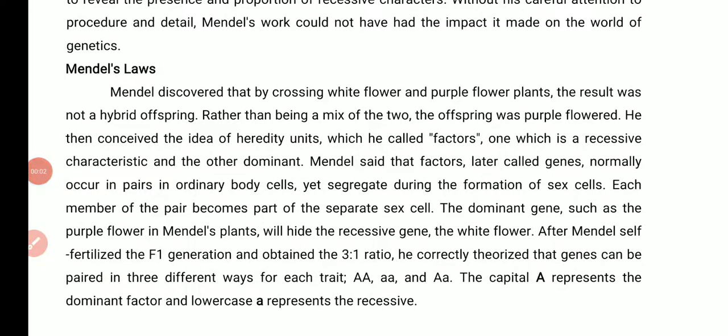So looking at Mendel's laws, he realized that if he crossed a purple colored pea plant with a white colored pea plant, the result was not a hybrid, rather a mix of the two. Okay, the offspring was purple flowered, and then he came to the idea that there are some units that come from the parent to the offspring known as factors. Okay, wait, I better underline.